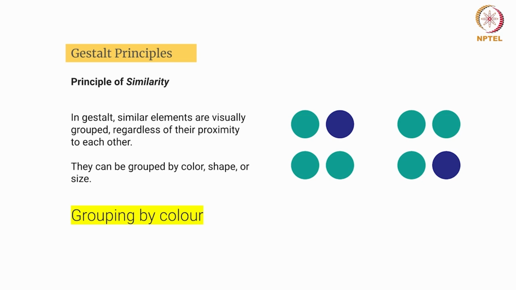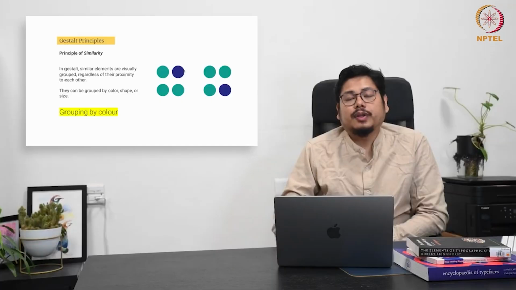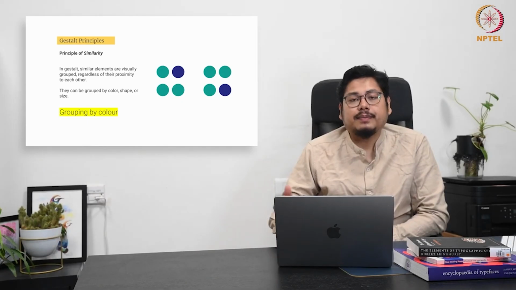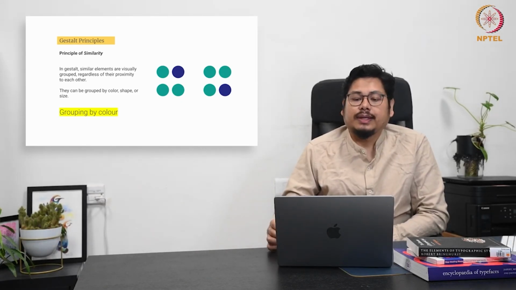If you see here in this slide, in the lower portion, it's mentioned that it's grouping by color. Even though these elements are in different groups, somewhere or the other your brain tends to create similarity based on color. So we'll go through different segments of how the principle of similarity can be attained. This example primarily highlights how color plays an important role in the principle of similarity.